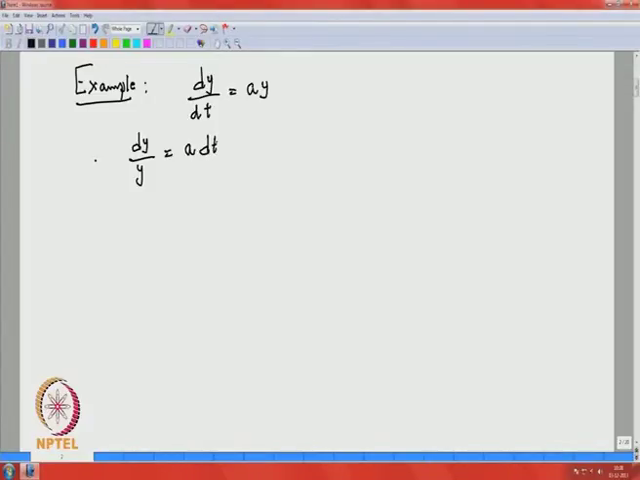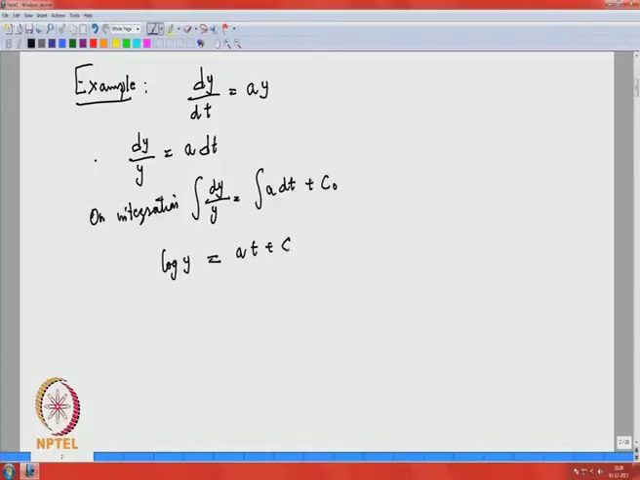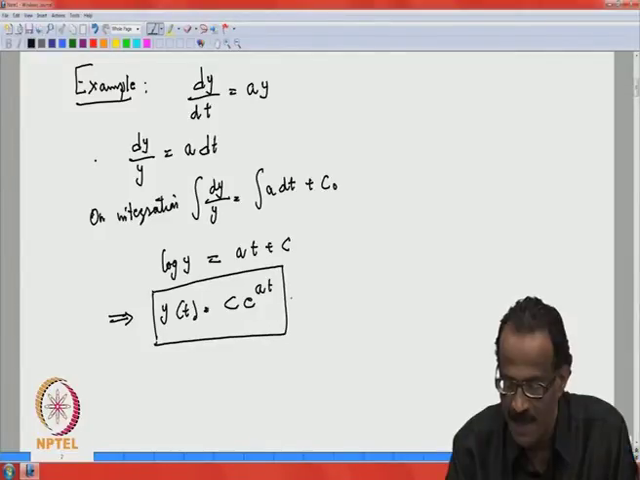This you do immediately, and then say that on integration you immediately write integral of dy by y is equal to integral of a dt plus some constant. Integrate, you get your log y. These are the steps written quite often, a t plus c naught, and finally with one more step you write y of t is equal to c e power a t. Good, the answer is fine.